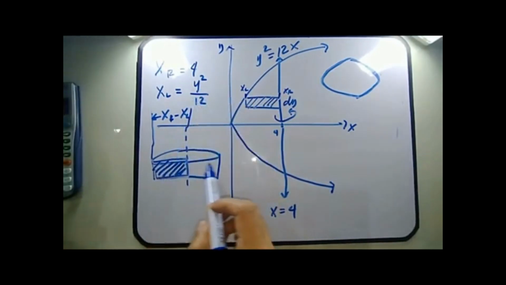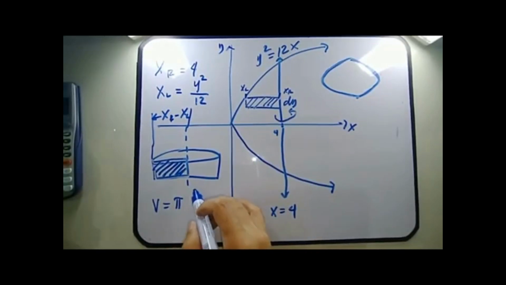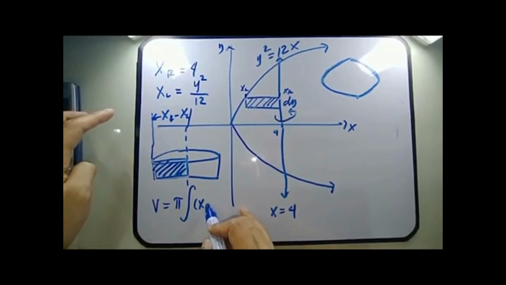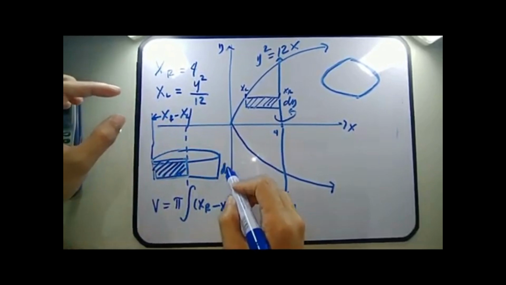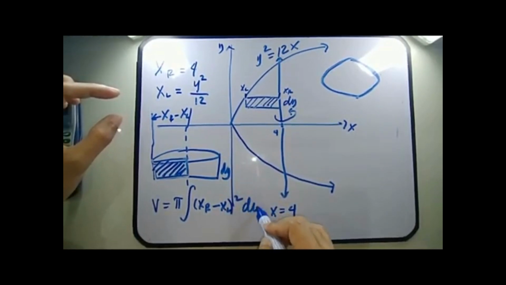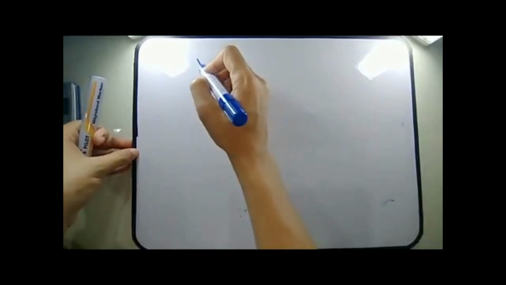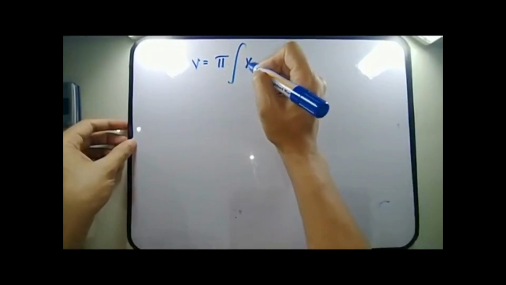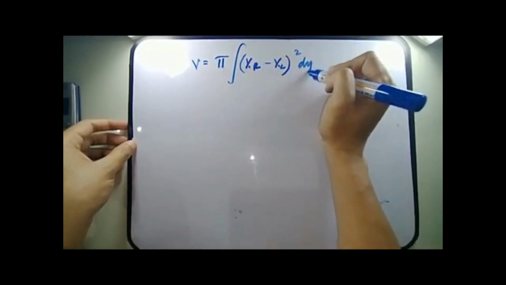Then, what we formed, guys, is a solid cylinder. So, basically, our volume will be the integral of pi r squared times height. The integral of, our r is xr minus x left, squared. Then our height will be the differential of y, so this is dy. This is the principle we will use. So, volume is pi times the integral of xr minus x left squared dy.